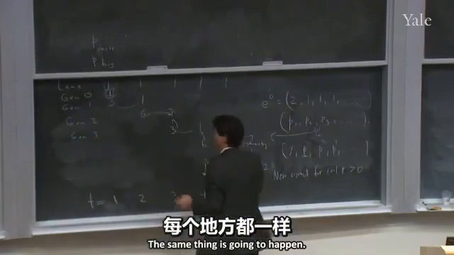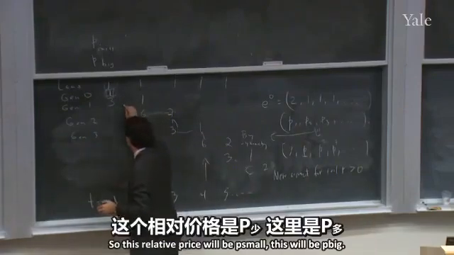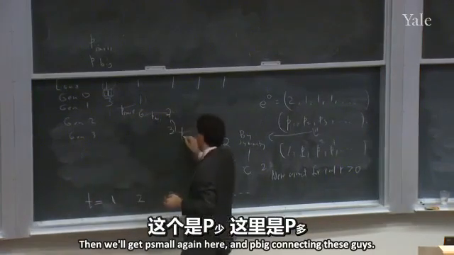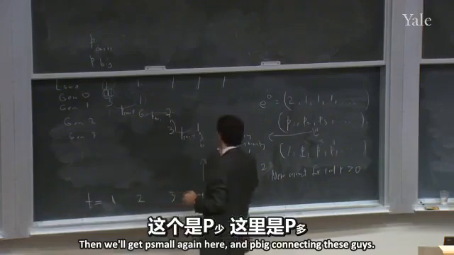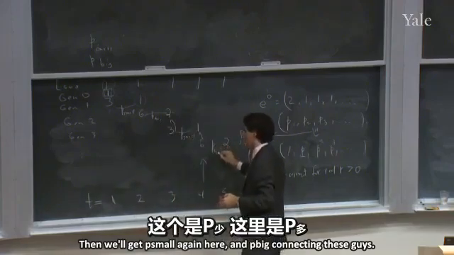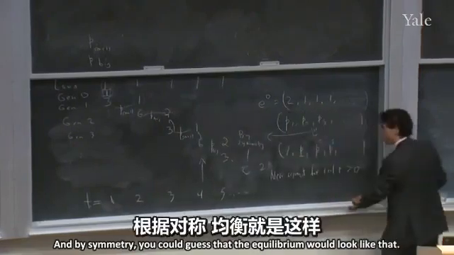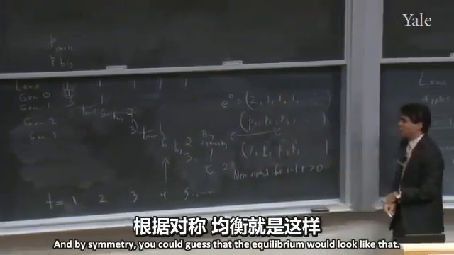Okay, and the same thing is going to happen. So this relative price will be P small, this will be P big, and then we'll get P small again here, and P big connecting these guys. And it's just going to keep repeating itself over and over again. And by symmetry, you could guess that the equilibrium would look like that.